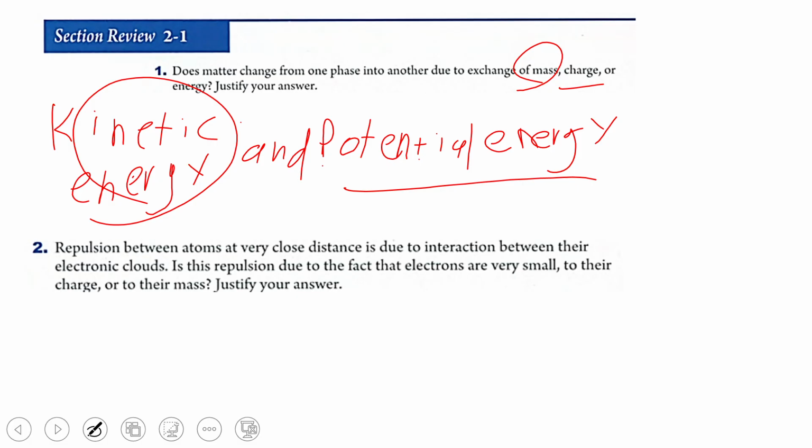Question number 2. A repulsion between atoms at very close distance is due to interaction between... Guys, look at that question. This question is important.